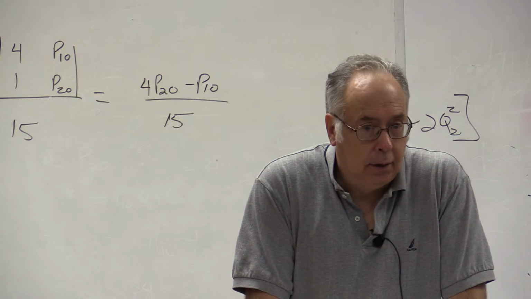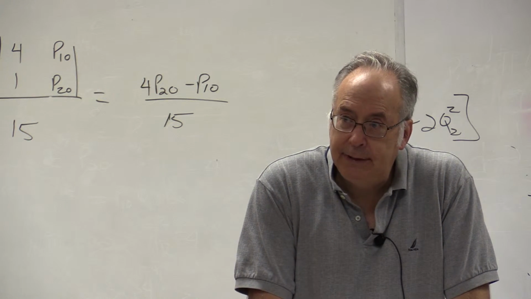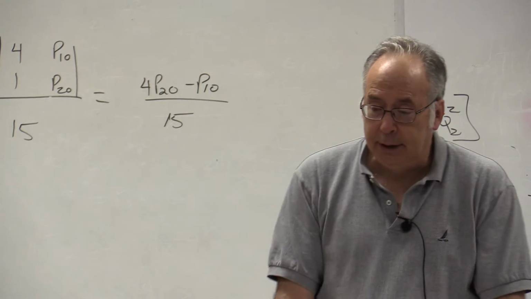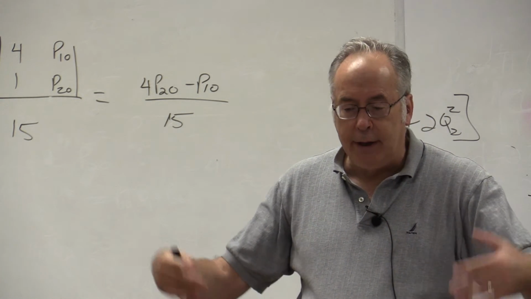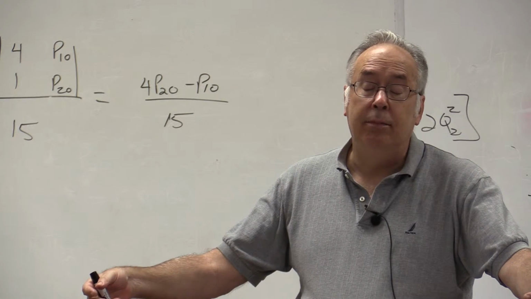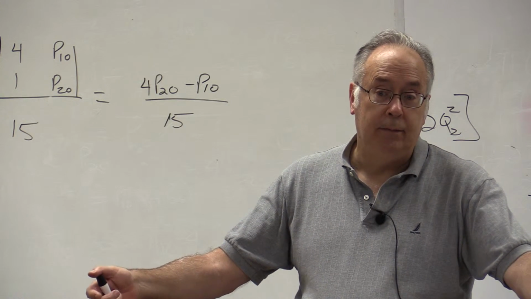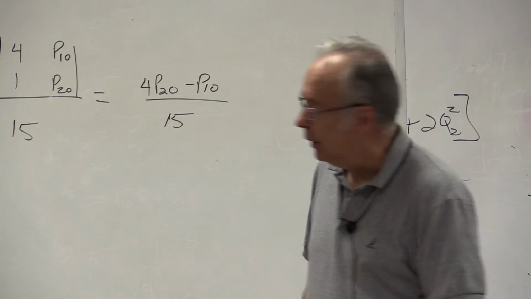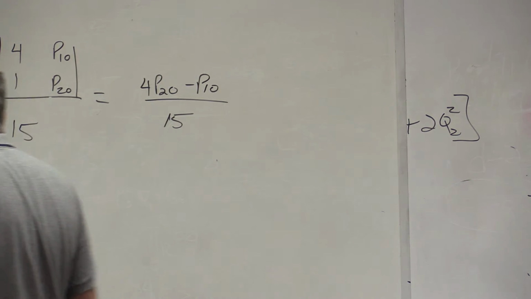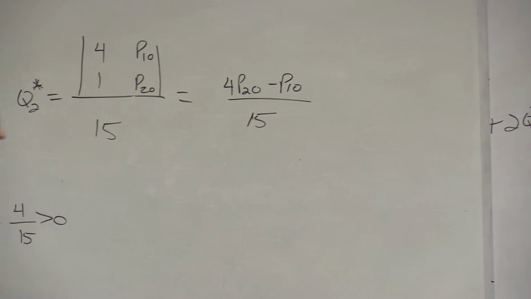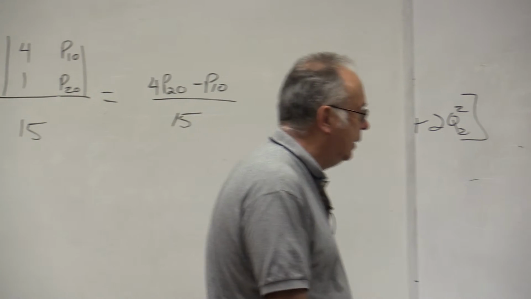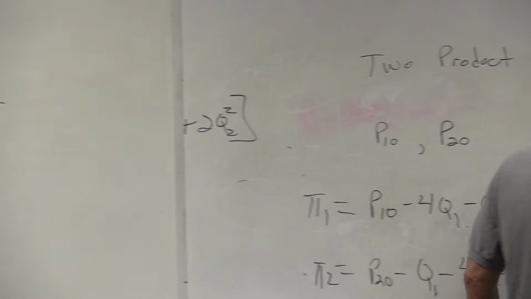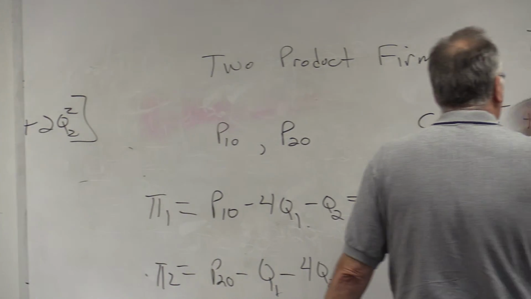Right. And that makes sense if you think about it, because if the price of product 1 rises, you're going to want to produce more of product 1. So that makes sense, doesn't it? Okay. Because our profit, what was our profit function? Did I erase it? Tell me what our profit function was.